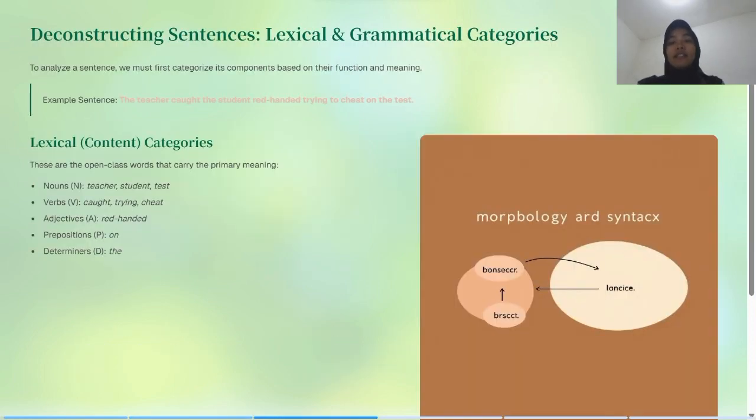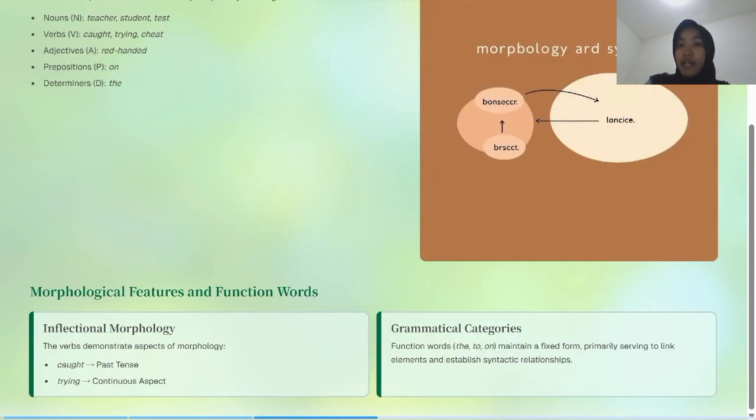Okay, the next slide is lexical and grammatical categories. In this section, I analyze the sentence, "The teacher caught the student red-handed trying to cheat on the test." Each word belongs to a lexical or grammatical category. For example, teacher and student are nouns. Caught is a verb, red-handed is an adjective, and the is a determiner.